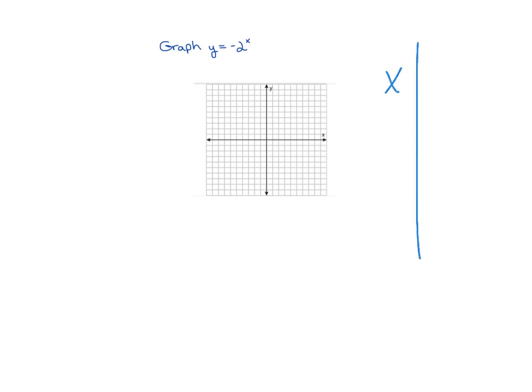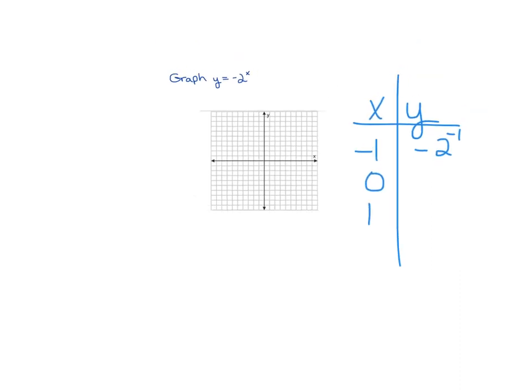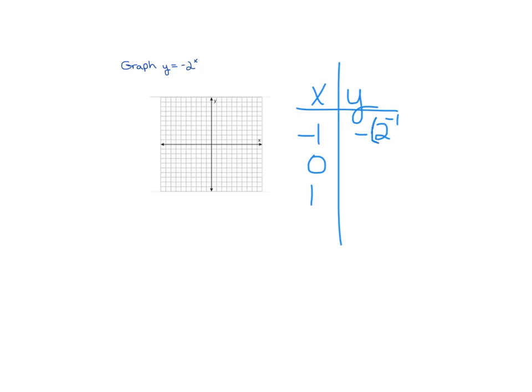So again, table of values here. I could do -1, 0, and 1, just so I can represent both sides of my y-axis. So when I plug in -1, so it's -2 to the -1 power. So notice that this negative sign isn't going to be held in, so this is actually going to become -1/2. Over here, it's -2 to the 0 power. Just the 2 is being raised to the 0 power, so this gives me -1. Then -2 to the first power is just -2.